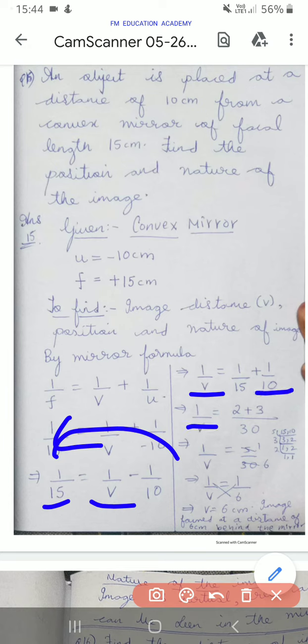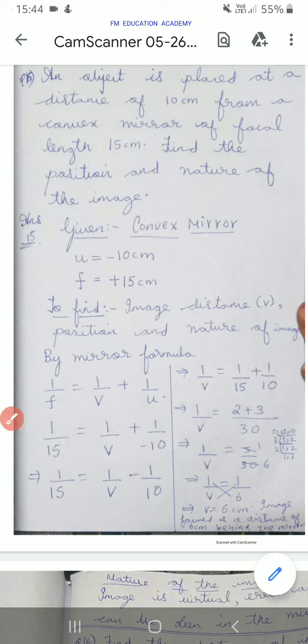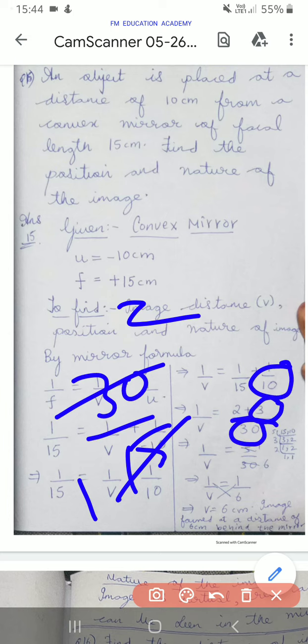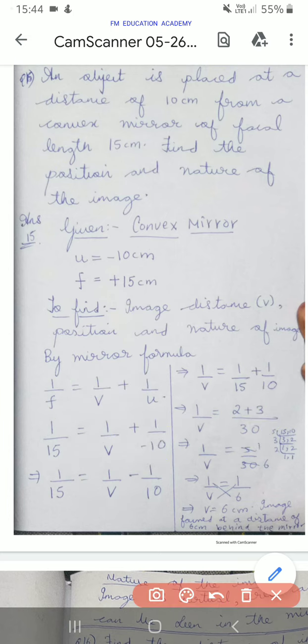1 by v is equal to, the LCM of 15 and 10 is 30. You get 30 divided by 15. How much is 30 divided by 15? 2. 15 ones are 15, 15 twos are 30. So 2, plus 30 divided by 10 is 3. You are taking out the LCM. So 3 plus 2 is how much? 5. So 1 by v is equal to 5 by 30.